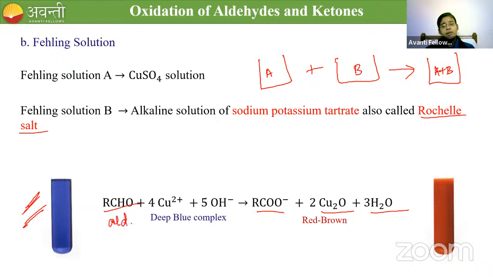If there is no formation of brown color in your test tube, then the compound that you have taken along with this Fehling solution is not an aldehyde. It is some other compound. If you are seeing the brown color, then you can say that it is an aldehyde.